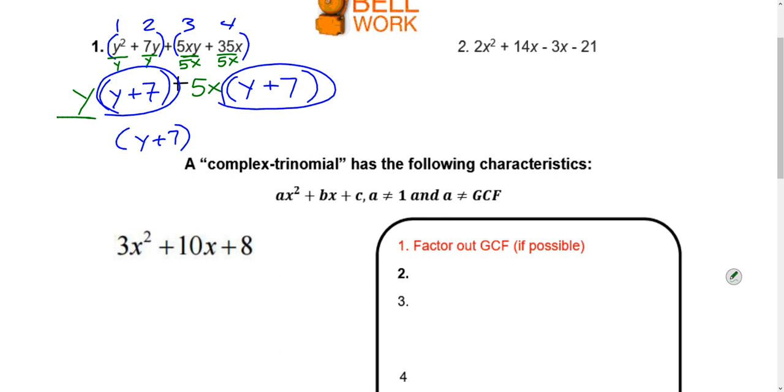Then I take the stuff that was in the front of each of these sets of parentheses. I'm going to go ahead and circle the plus also because it goes with it. We use those 2 terms to create our second set of parentheses. So in this one, we end up with y plus 5x, and that's our answer. If you really wanted to check, you can always FOIL it, and it should give you the original problem again.